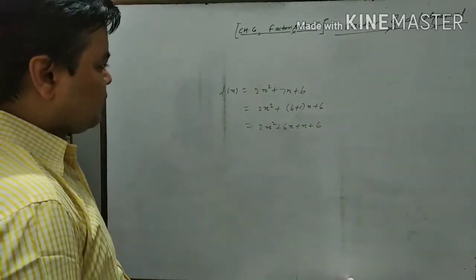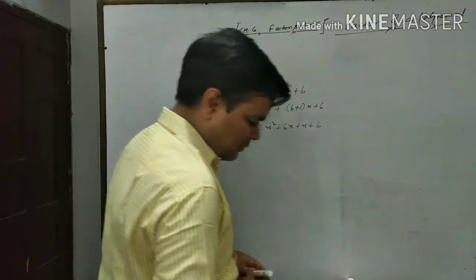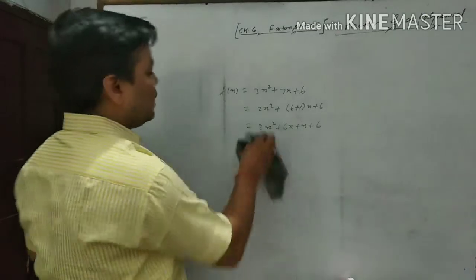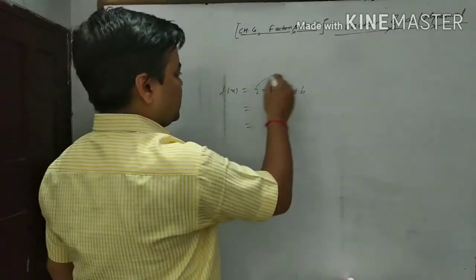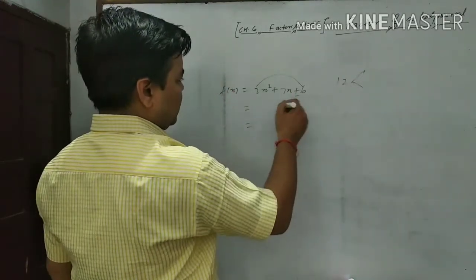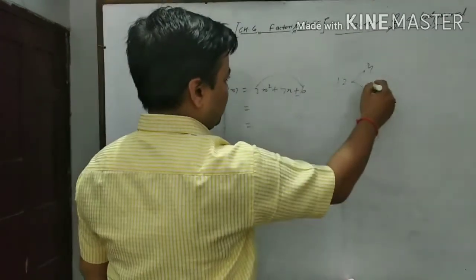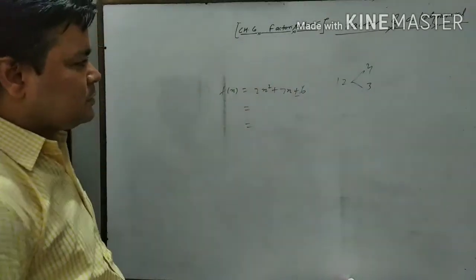No, this is something different. Wait one minute. We should first multiply a and c. Yes, 2 and 6. It will be 12. Now break it in two parts such that its addition should be 7. It will be 4 and 3, like that. We should do according to the pattern.